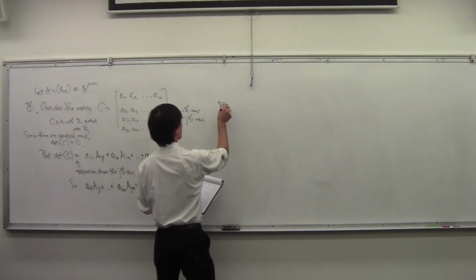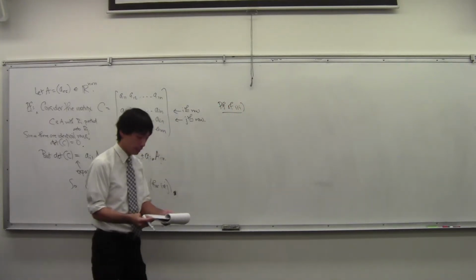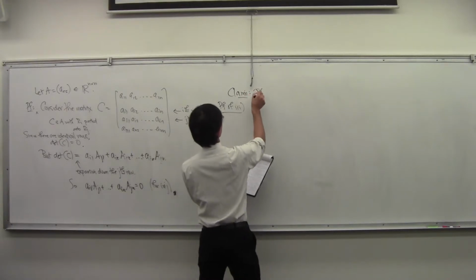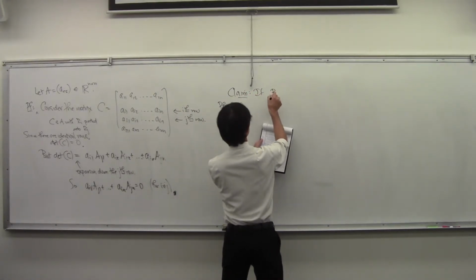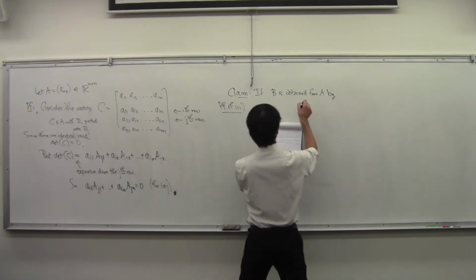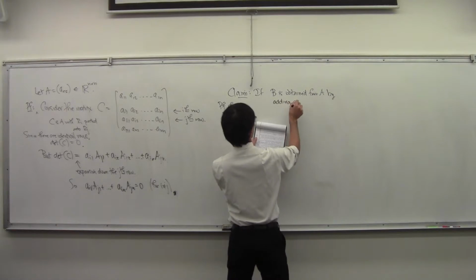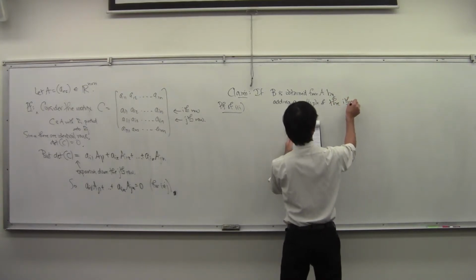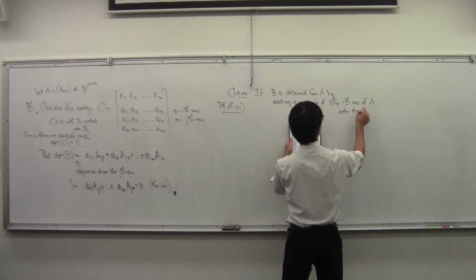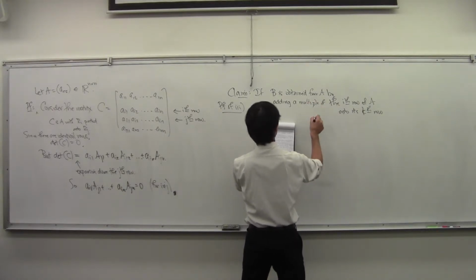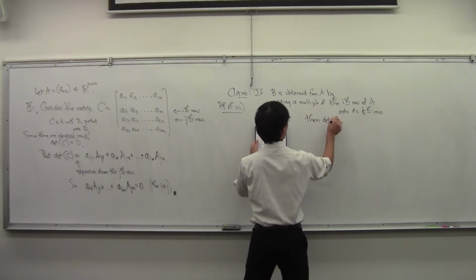Okay, so proof of 3. Right, remember what 3 is. 3's claim was that if, and I'll rate it as B because I have it as a B in my notes, if B is obtained from A by adding a multiple of the ith row of A onto its kth row, say, then the determinant of B equals the determinant of A.